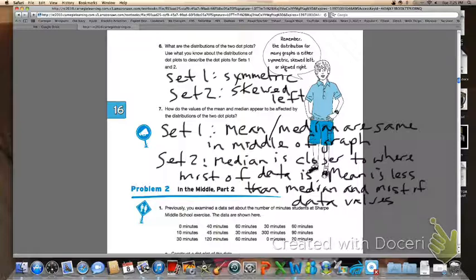If you take a look at set 1, the mean and the median are going to be the same because the distribution is symmetric. Both the mean and the median are in the middle of the graph of that dot plot.